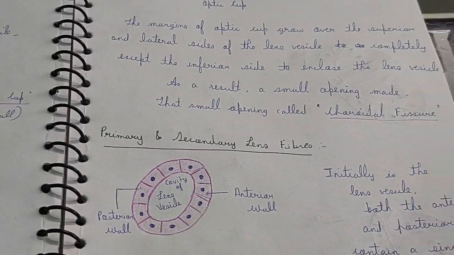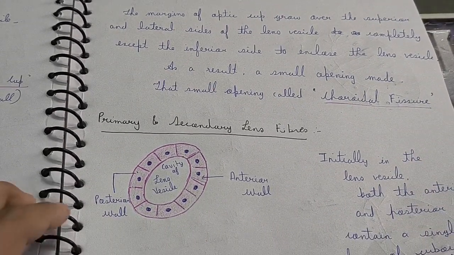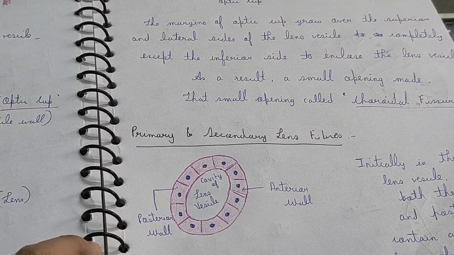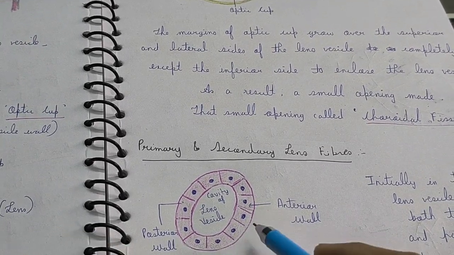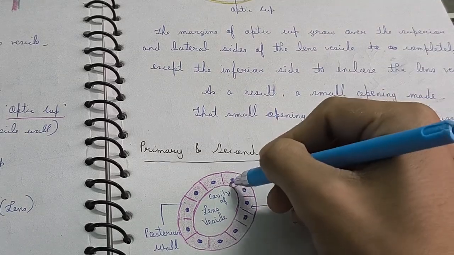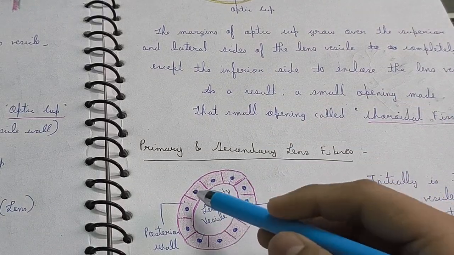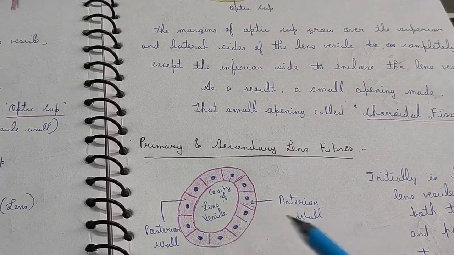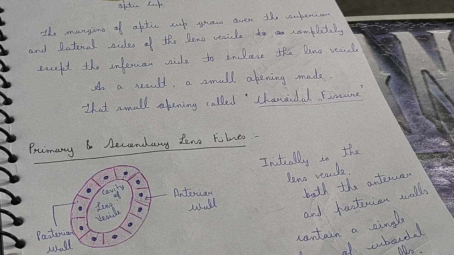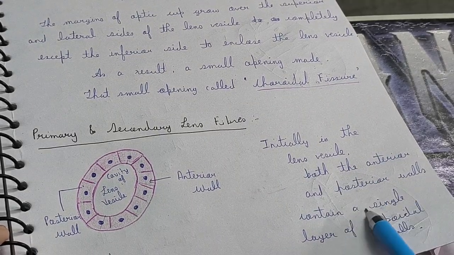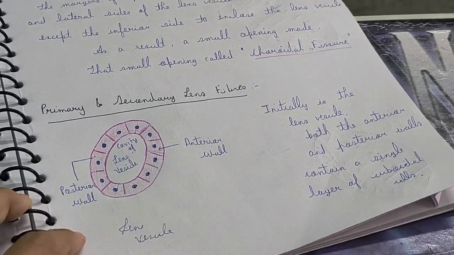Now I am going to discuss the primary and secondary fibers. This is the lens vesicle. You can see here that this is the anterior wall, this is the posterior wall, and this is the cavity, and this is the equatorial region. Initially both the anterior and posterior walls contain a single layer of cuboidal cells. So I have written that initially in the lens vesicle, both the anterior and posterior walls contain a single layer of cuboidal cells. This is the initial condition.